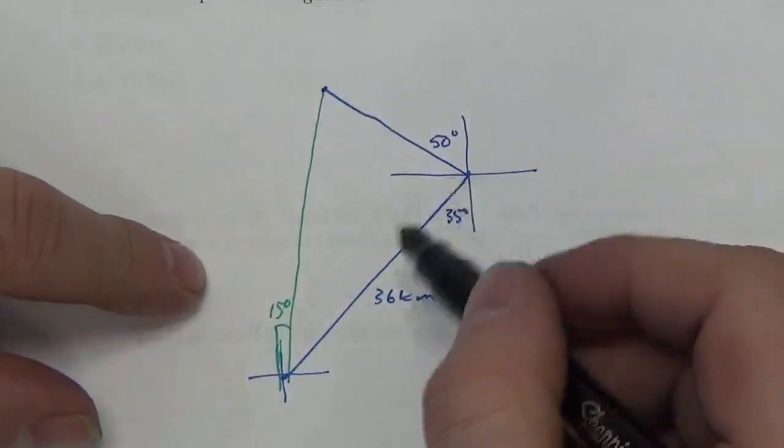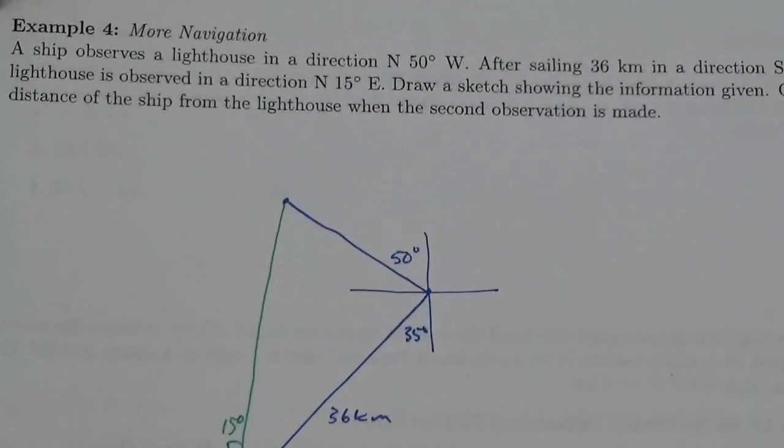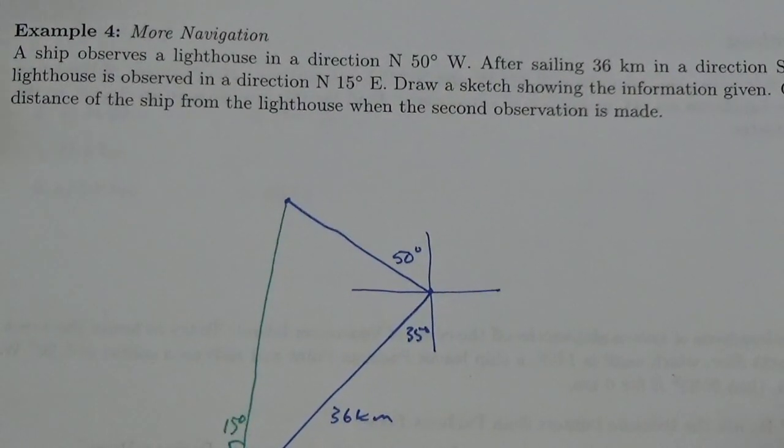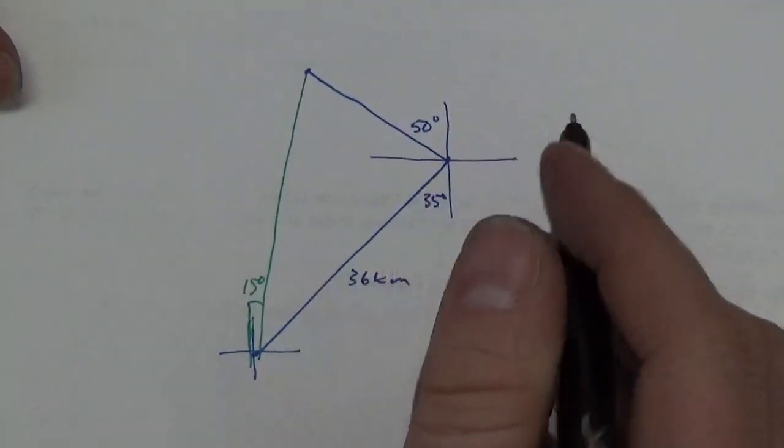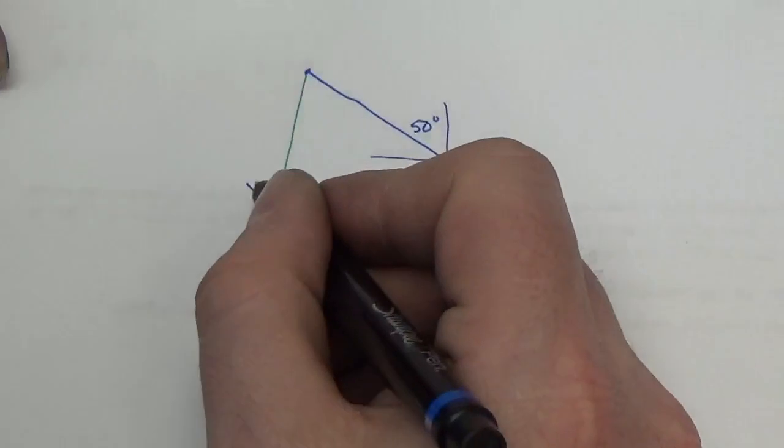So draw a sketch of the information. Okay, well, it's not a great drawing, but you get the idea. Calculate the distance of the ship from the lighthouse when the second observation is made here. So we want to know what this distance is right here, x.